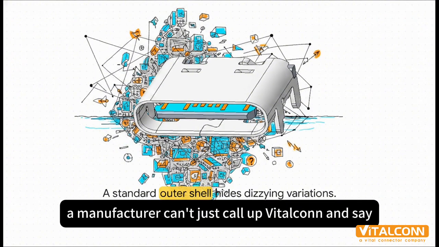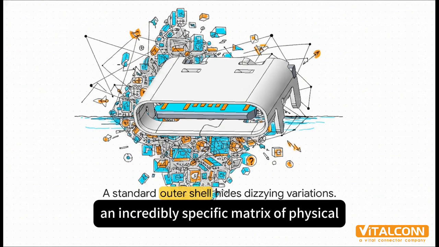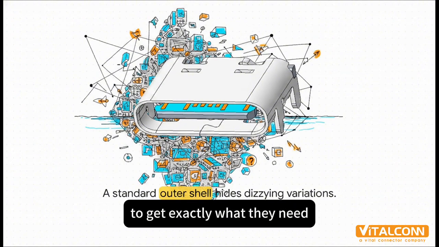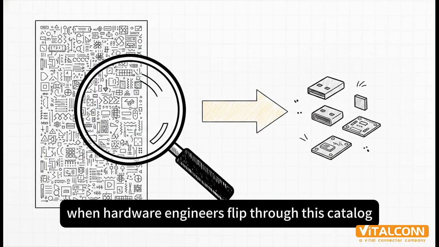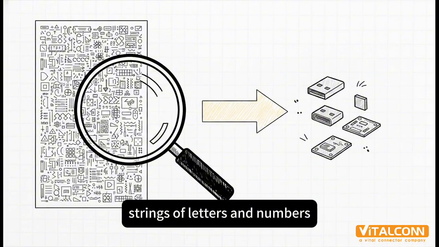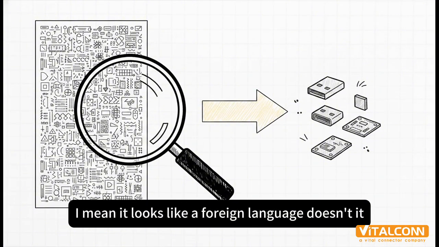A manufacturer can't just call up Vitalconn and say, hey, send me 1,000,000 USB ports. No way. They have to navigate an incredibly specific matrix of physical dimensions and electrical capabilities to get exactly what they need. When hardware engineers flip through this catalog, they aren't looking at pretty pictures. They're looking at shorthand strings of letters and numbers representing super precise specs. I mean, it looks like a foreign language, doesn't it?